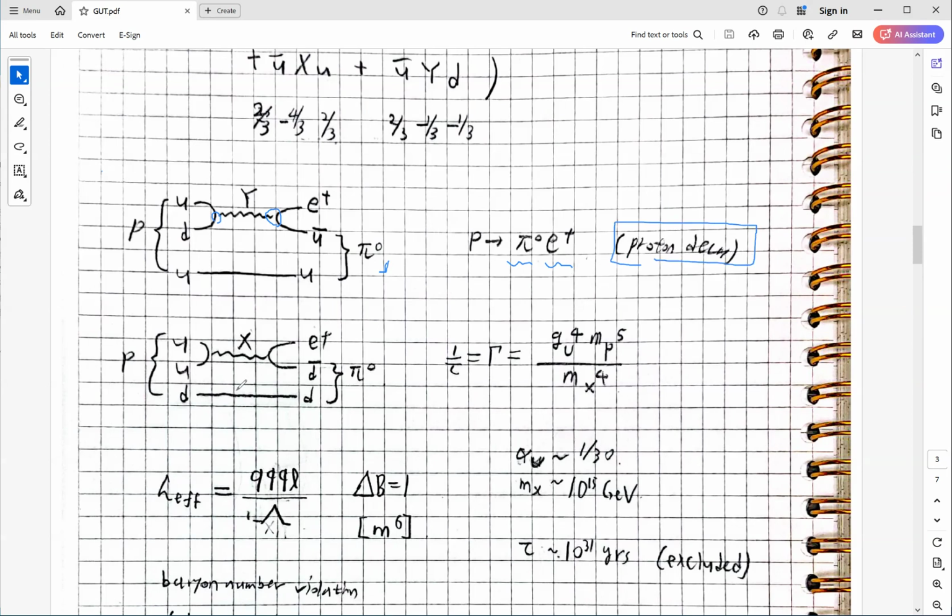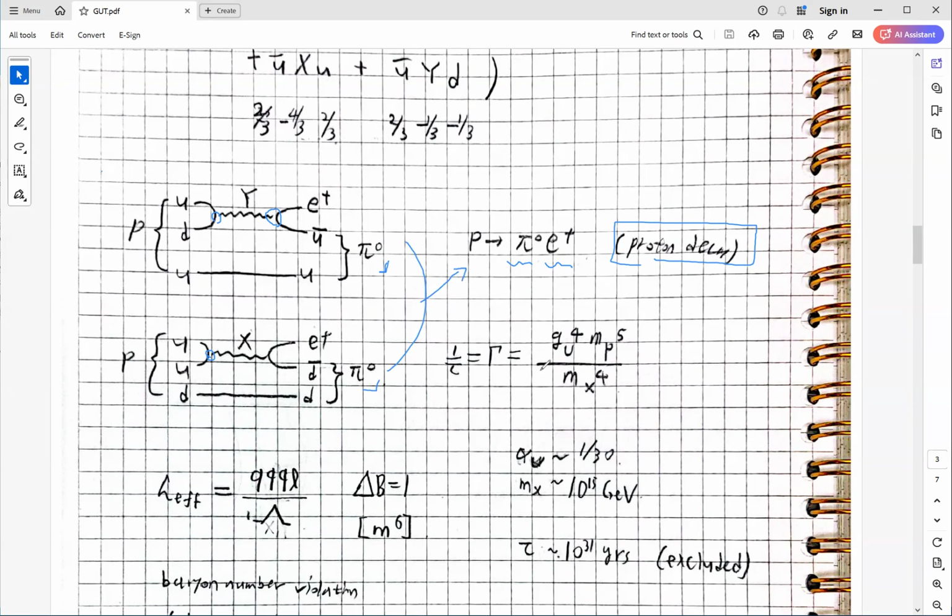There is also another process through the X gauge boson channel. Two ups can meet by the X gauge boson, as well as the X can meet the positron and down bar. So the anti-down and the down consist of the pi zero meson. So this can also provide proton decay.